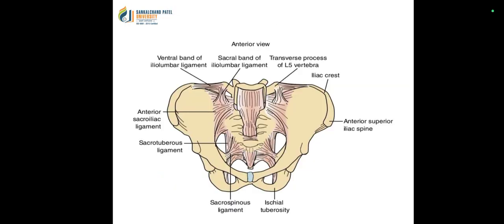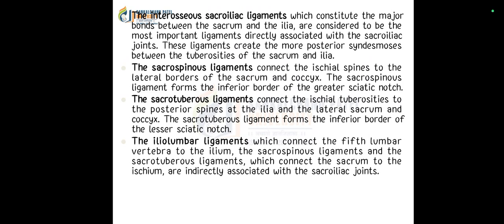This is the anterior view for different ligaments. The interosseous sacroiliac ligaments, which constitute the major bonds between the sacrum and the ilia, are considered to be the most important ligaments directly associated with the sacroiliac joints. These ligaments create the more posterior syndesmosis between the tuberosities of the sacrum and ilia.